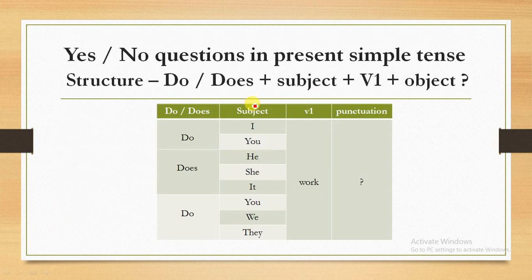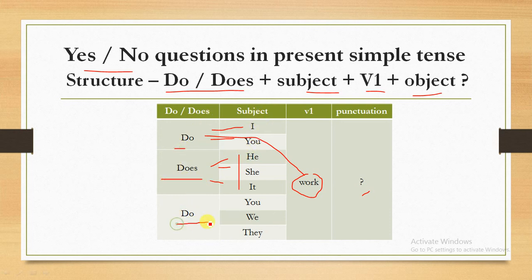Next is the yes or no question in the present simple tense. The structure is: do/does, subject, verb, plus object. When we want to ask someone a question, for first and second person we use do, and for third person we use does. Here is the verb's first form, and here is the question mark. For example, "Do you work?" A question means we are asking someone. There is no be verb present in this sentence, so that is why we used do and does here, right?